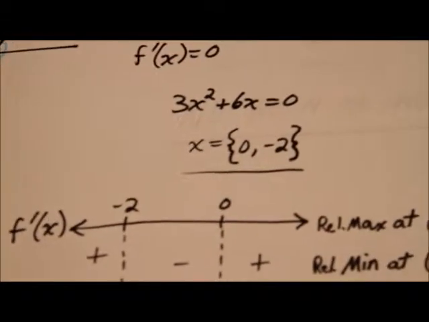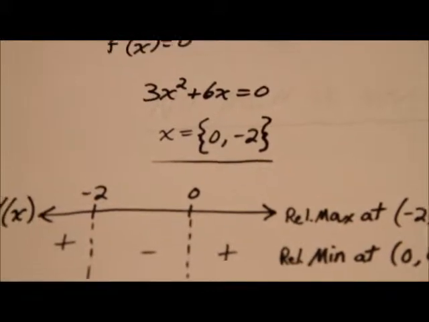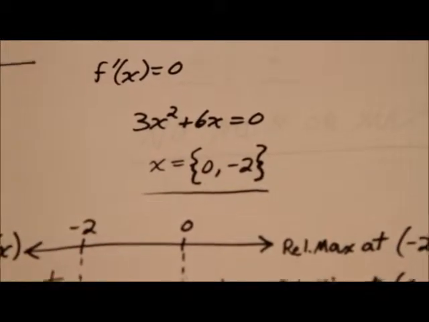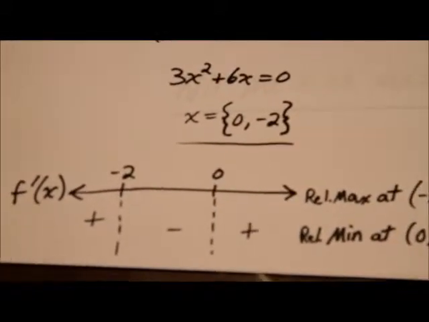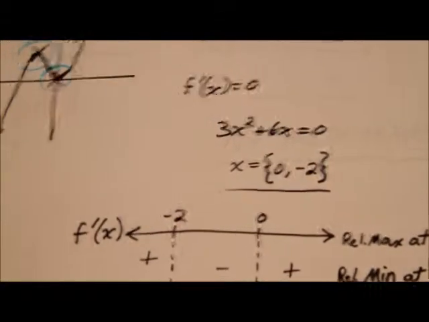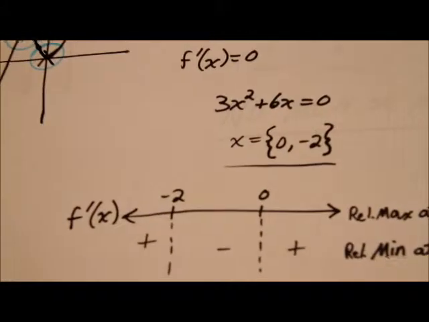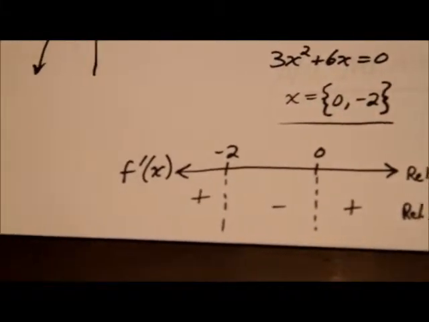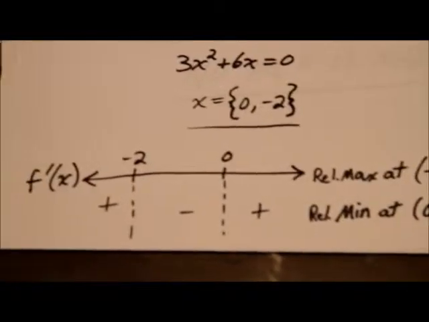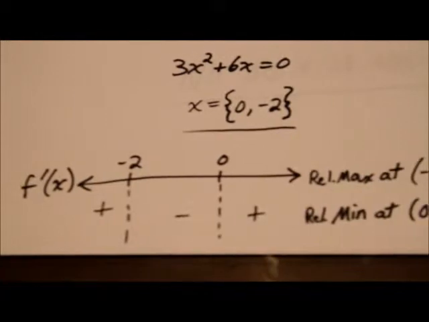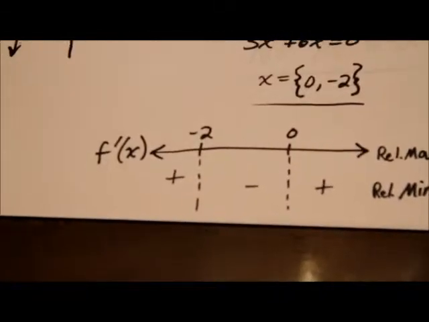And when x is 0 and -2, we call these critical values. And they're critical values because that is where the derivative is 0 or does not exist. And that is what we use to find relative minimums and maximums. So we make a sign chart with a little number line there, and we put a -2 and a 0 on it, just as long as they're in order and as long as there's plenty of room between them.